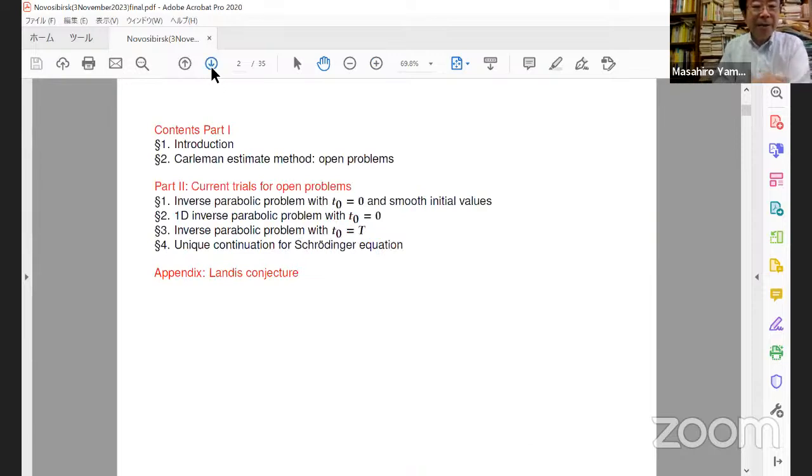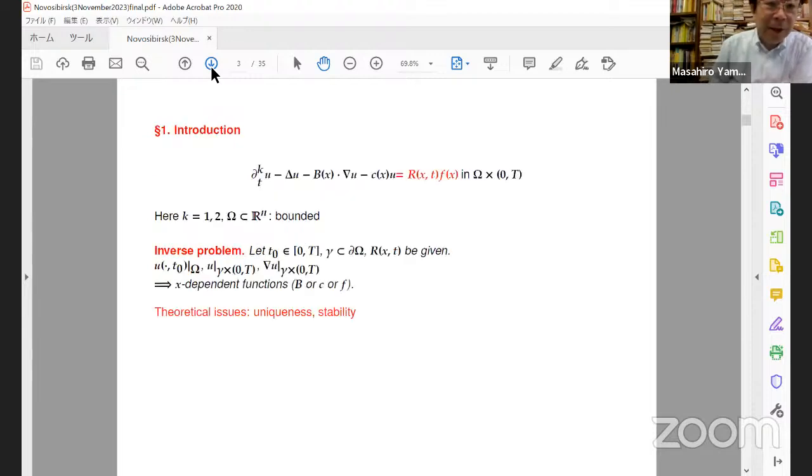Okay, then the structure of my talk is as follows. At first, some introduction. The second part is the main part. I would like to present some recent results by me and my colleagues. And I decided to add an appendix about some consideration of the classical Landis conjecture. Okay, then please let me start the introduction.